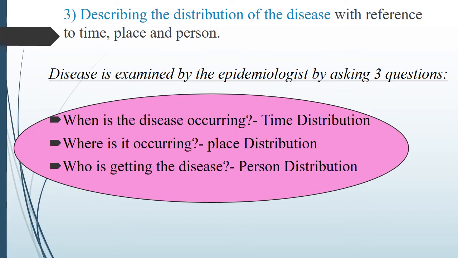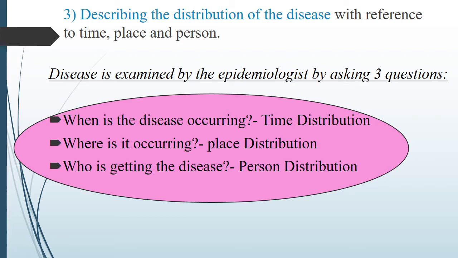Then next, the third step we will see is describing the distribution of disease. With reference to time, place and person, how the disease is distributing. First one is time, second place, and third is person. By asking these three questions we can come to know the distribution of the disease.